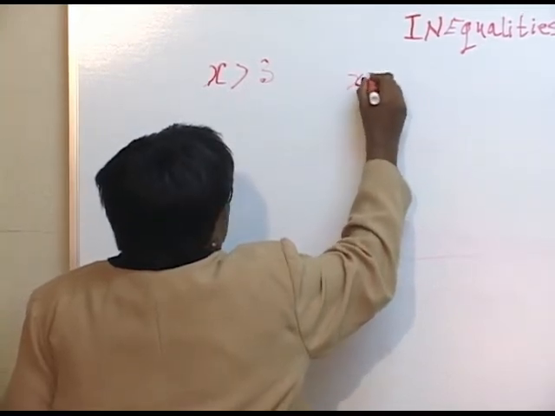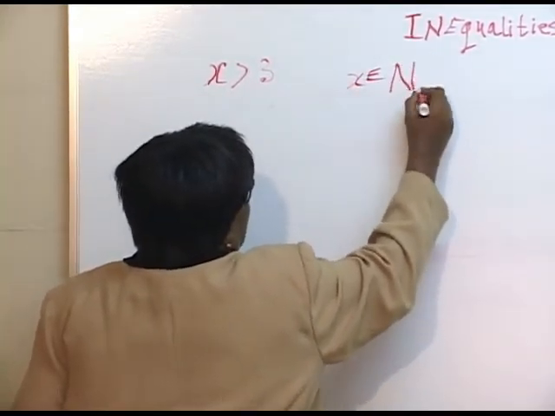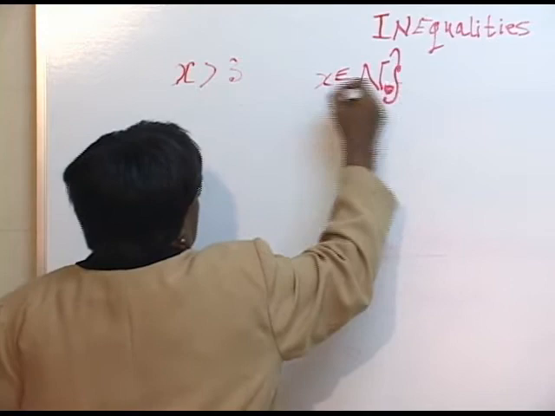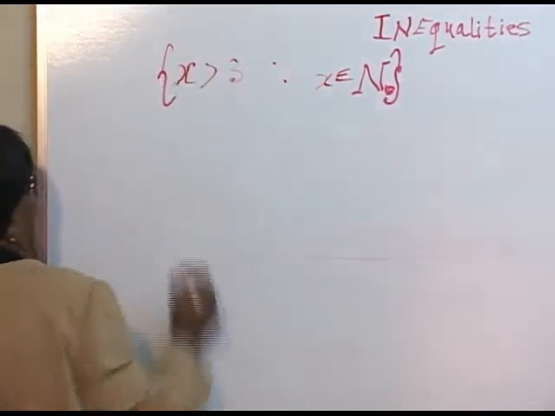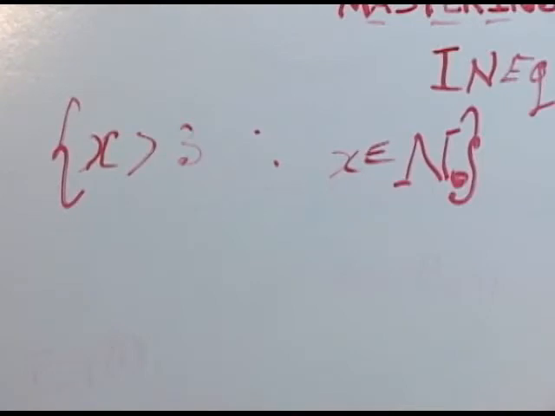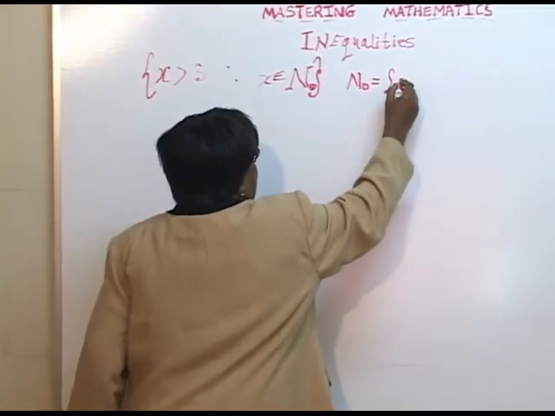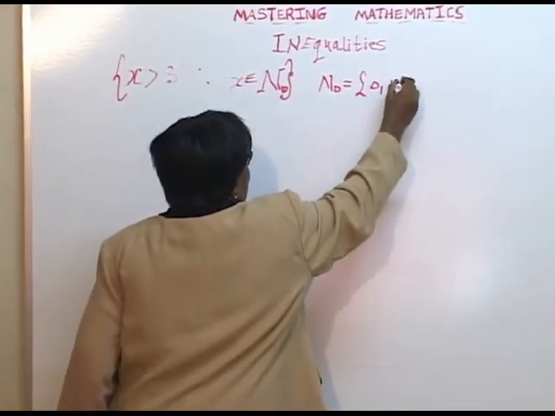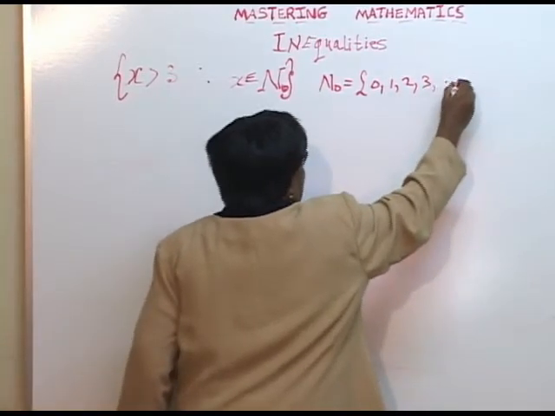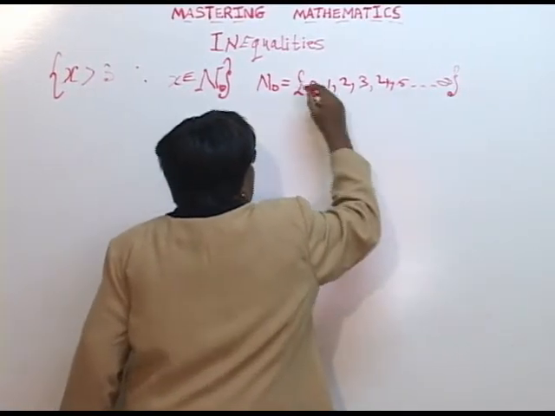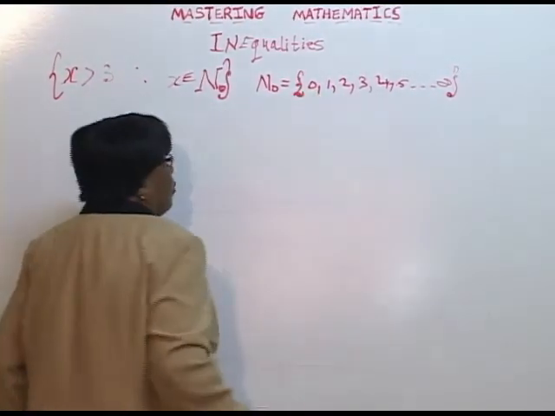And x belongs to the set of whole numbers. Remember, the whole number is the symbol with an O here. So we have the set of x, where x is greater than 3, such that x belongs to the whole numbers. And we know right away that our whole numbers, in terms of our definition, start from 0, and we go 1, 2, 3, 4, 5, going right up to infinity. And that is our set of whole numbers.